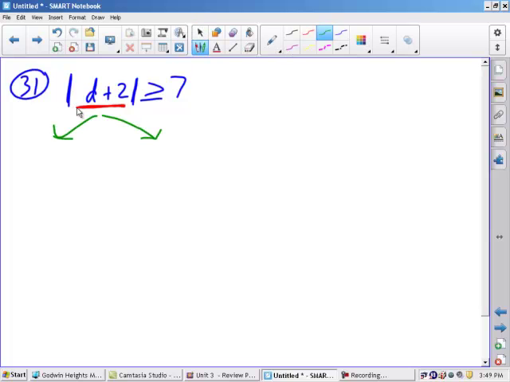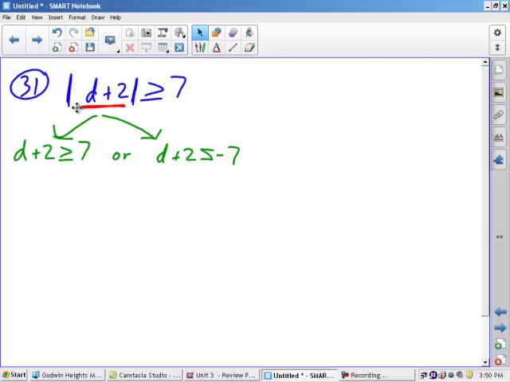So what I need to do right off the bat, since I have just a clean absolute value greater than or equal to something, I can go ahead and split it up into d plus 2 is greater than or equal to 7, or, that's the key word, or, d plus 2 is less than or equal to -7. So that's what I'm trying to say. It's going to be farther away than 7 or farther away than -7.